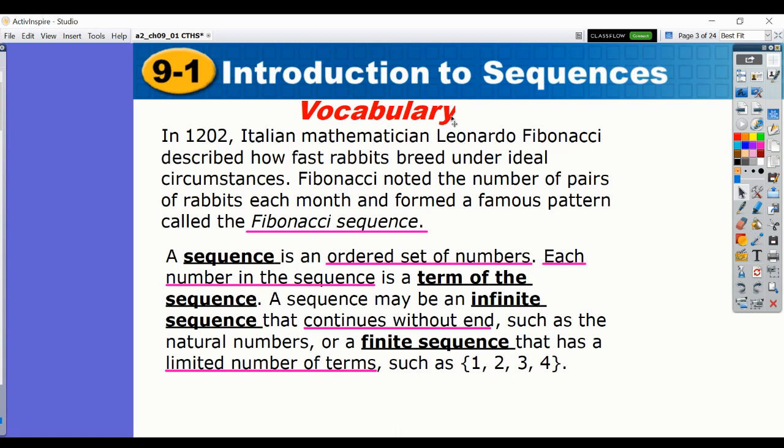You've probably been doing these since elementary school. 1, 2, 3, 4, what comes next? That is a sequence. So each term of the sequence, we'll number those. Term 1, term 2, term 3, term 4. Some sequences are infinite. They go on forever and they'll have an ellipsis at the end. Some are finite and they stop. Here's an example of a finite one, 1, 2, 3, 4.